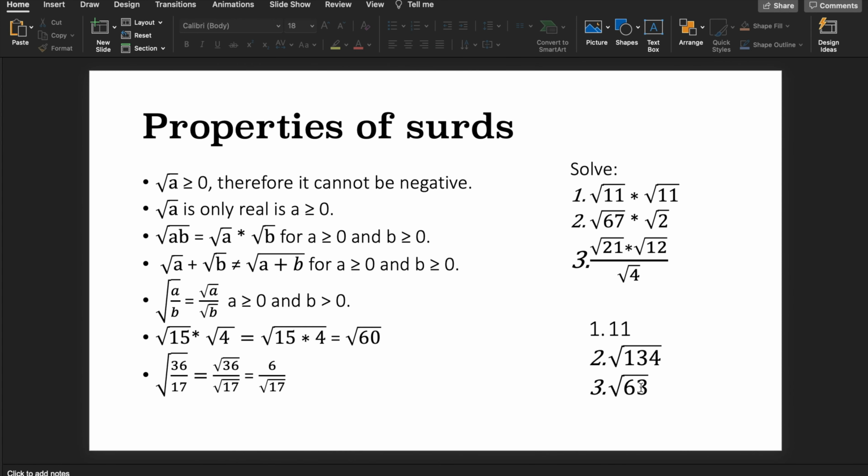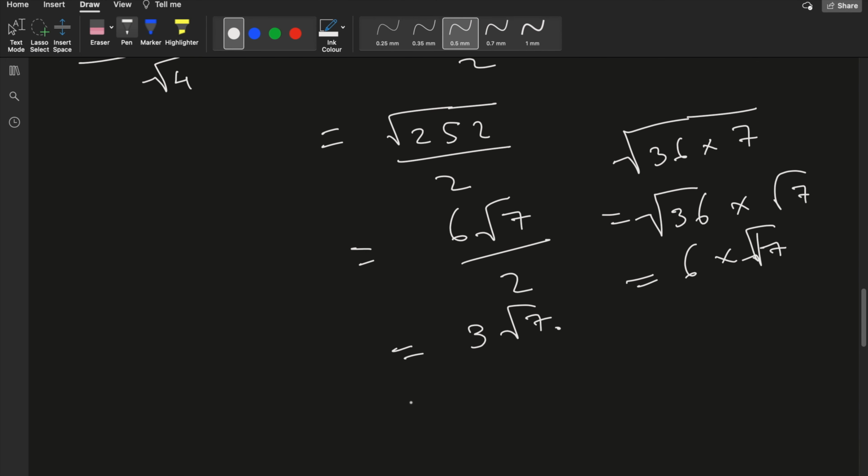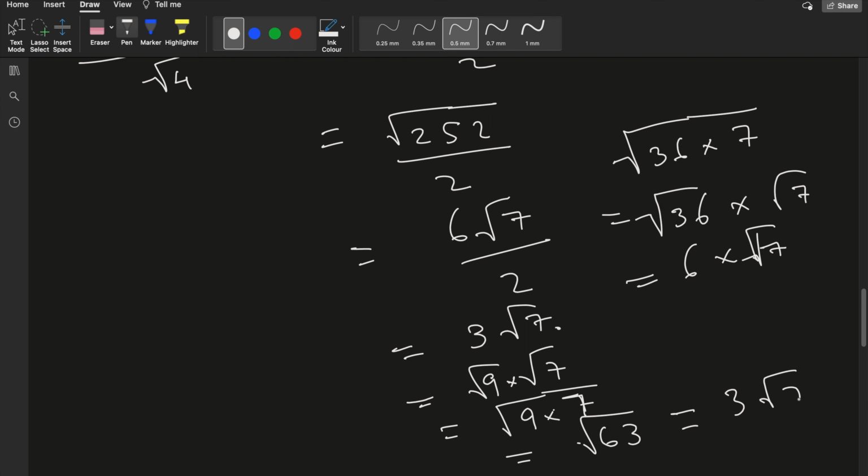Or we could just leave it like this. I mean, either way is fine. But that would be square root of 9 into square root of 7. So that would be square root of 9 into 7. That's square root of 63. These two are equivalent. This one equals this. Either way is fine. Each of the answers is fine.